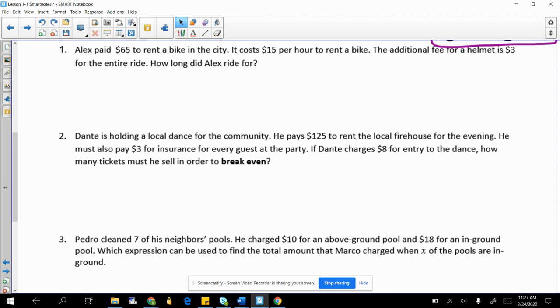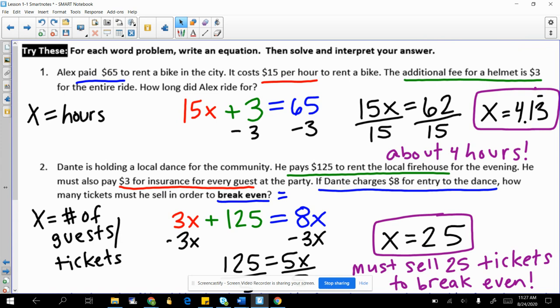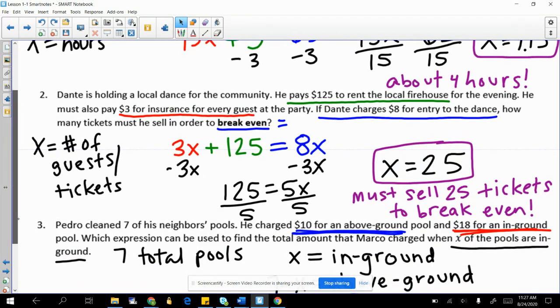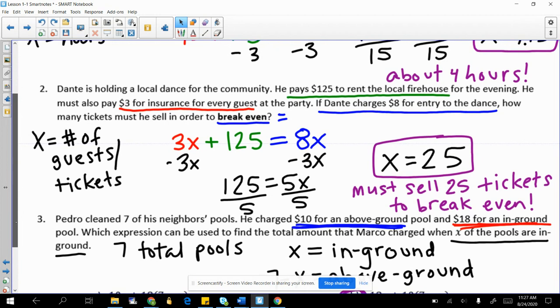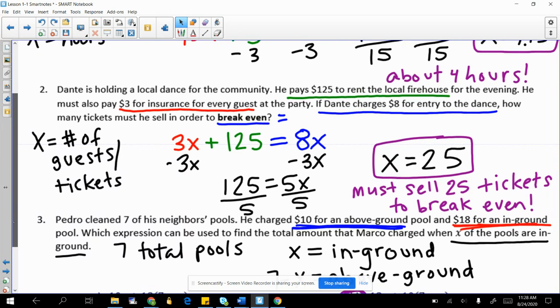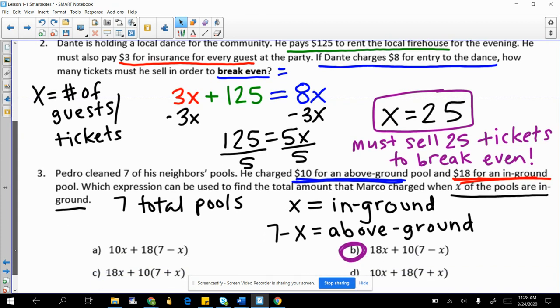All right, and finally, here is the work. For number 1, you should have solved for X, which should have been hours, and gotten about 4.13 repeating, or about 4 hours. For number 2, you should have solved for X, which would have been the number of guests or the number of tickets that they must sell. And you should have gotten X equals 25, so that Dante must sell 25 tickets to break even.